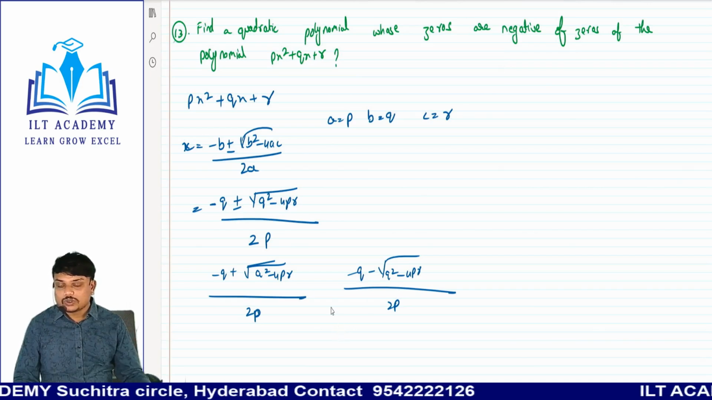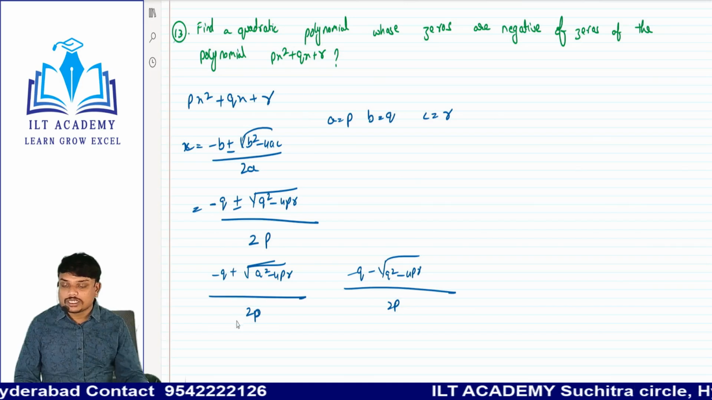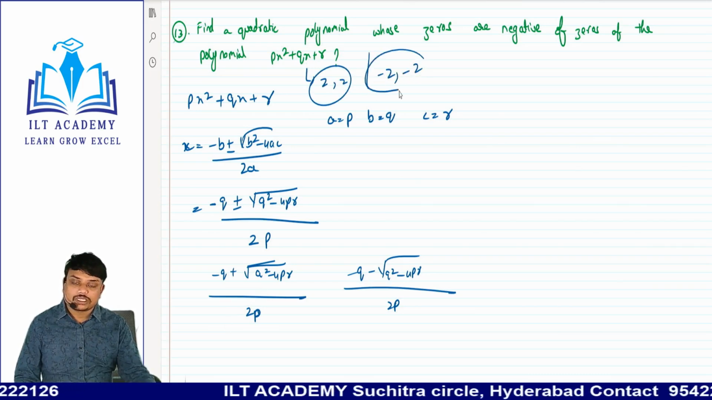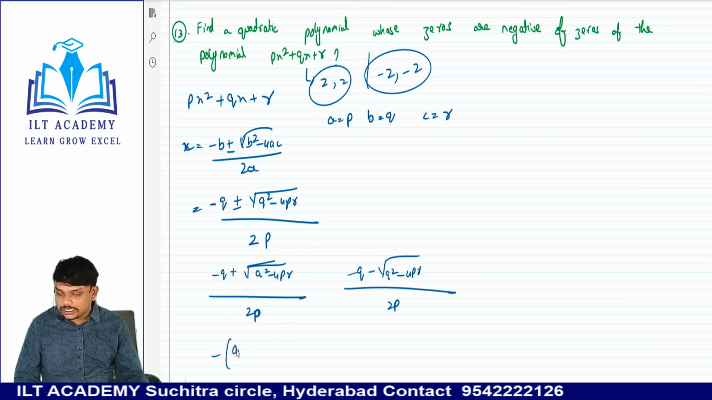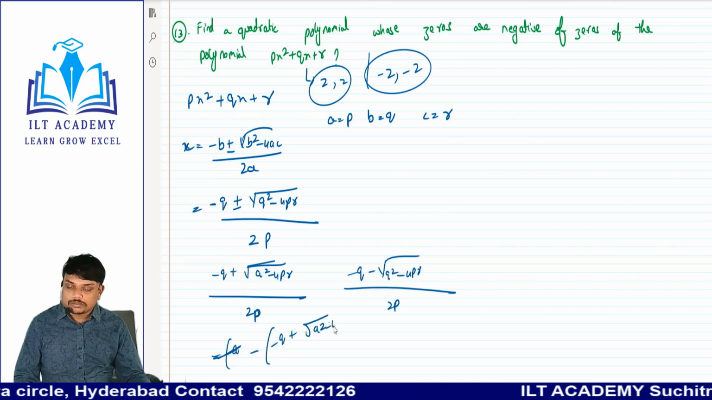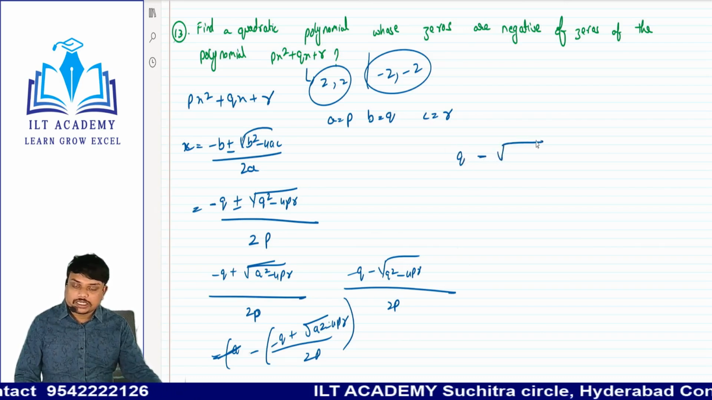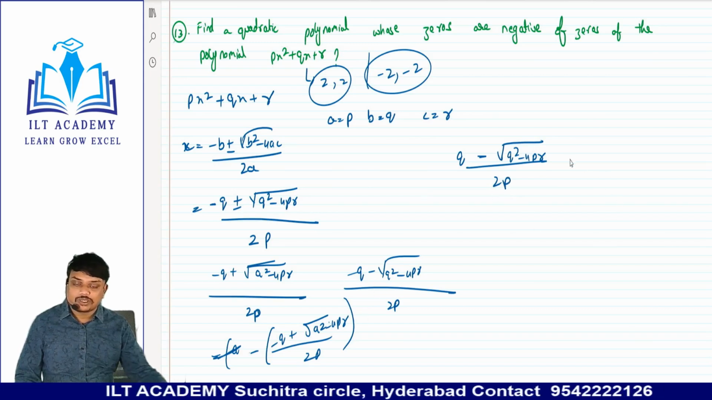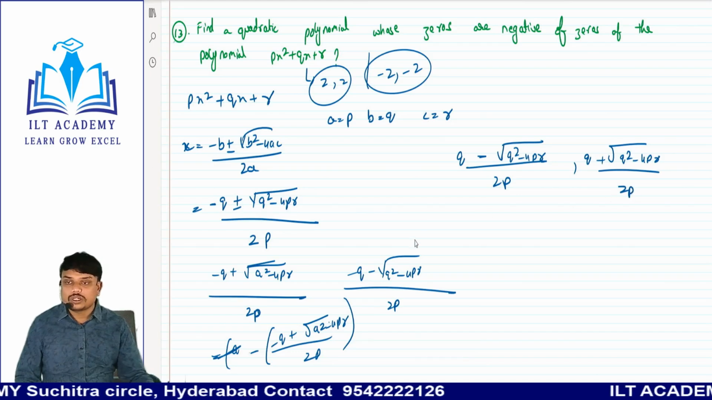Now they are asking for zeros that are negative of these. Negative zeros means, if the zeros of a polynomial are 2 comma 2, the negative zeros will become minus 2 comma minus 2. So when I apply minus to the first root, it becomes q minus under root q square minus 4pr upon 2p. Similarly, applying minus to the other, it becomes q plus root q square minus 4pr upon 2p.